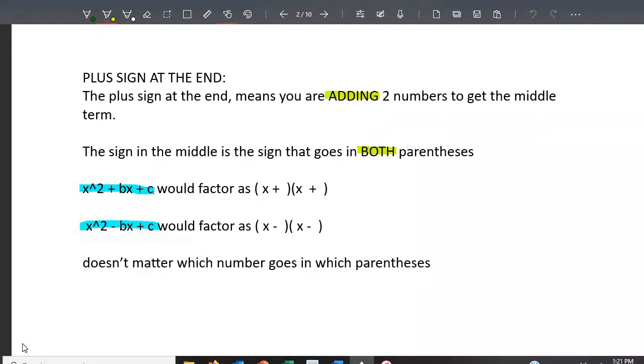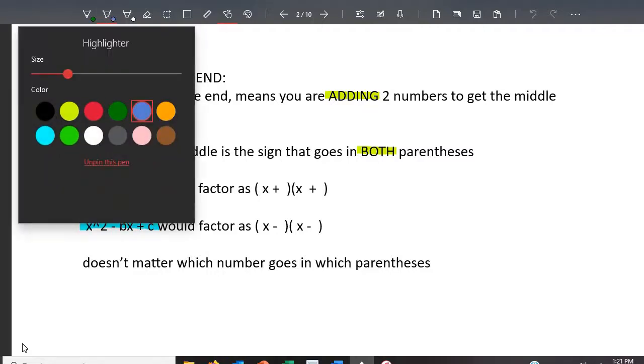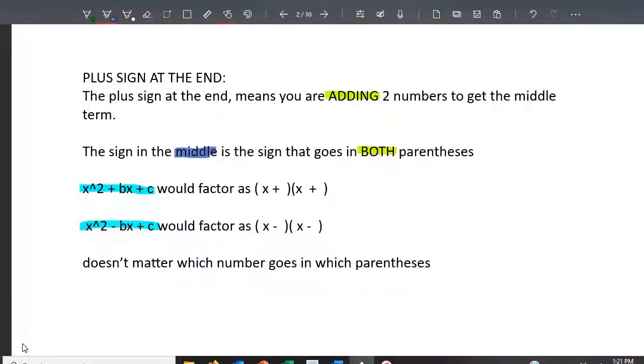Now, the sign in the middle tells me that in the parentheses, the signs will be the same. Notice, if it's a plus sign in the middle, they're both plus signs. If it's a minus sign in the middle, they're both minus signs. When we put the numbers in the parentheses, it won't matter which number goes where. The plus sign at the end means they're both the same, and the sign in the middle tells you what the sign will be in the parentheses.